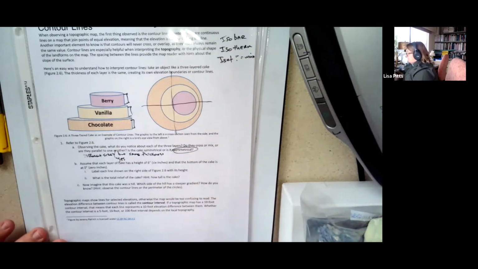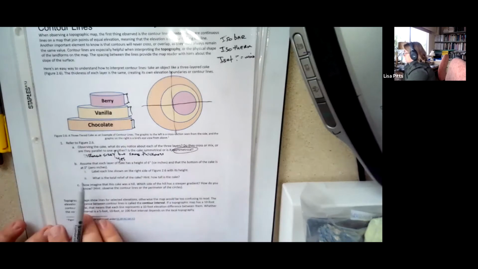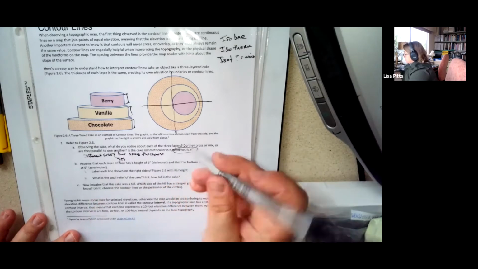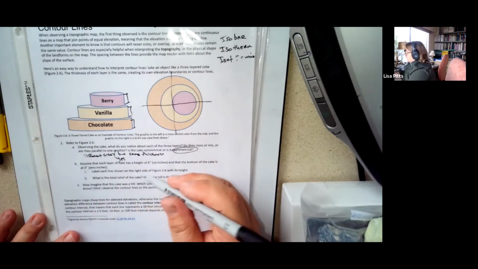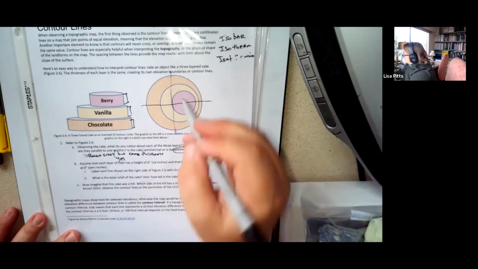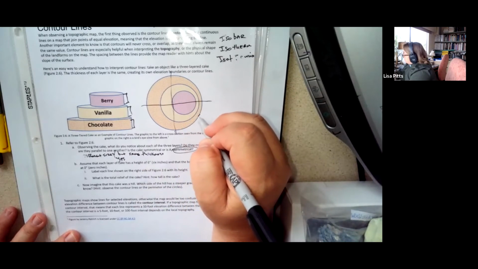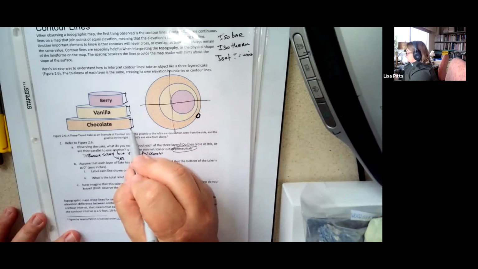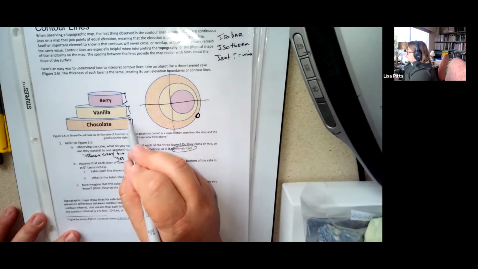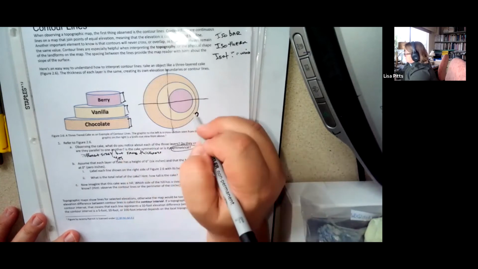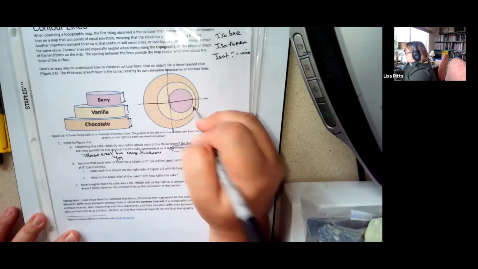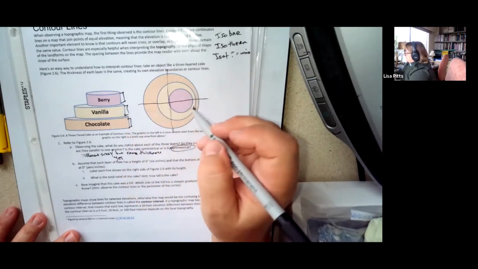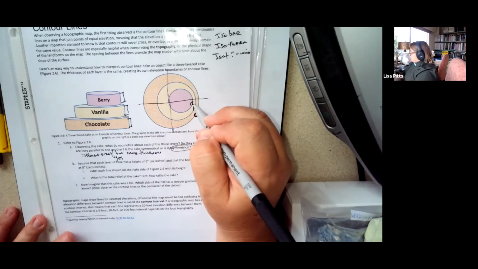All right, it says, assume each layer of the cake has a height of 6 inches and that the bottom of the cake is at 0 inches. Label each line shown on the right figure with its height. So this one's 0. If the bottom of my chocolate cake is 0, then the bottom of my vanilla cake is 6, and the bottom of my berry cake is 12. So that's what we do there.